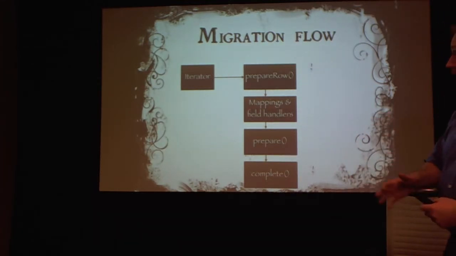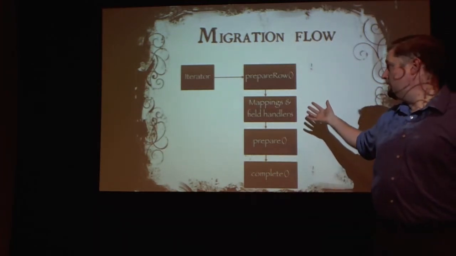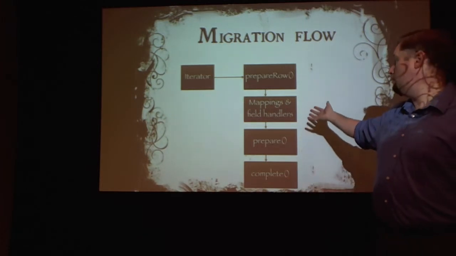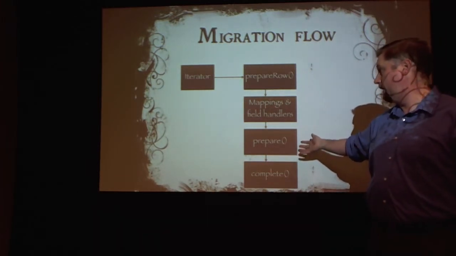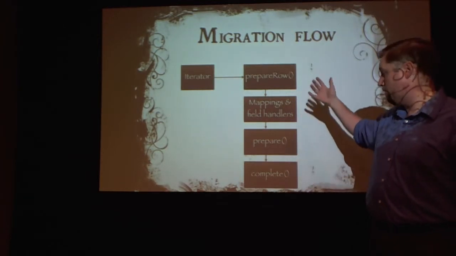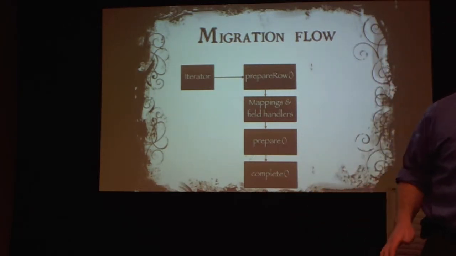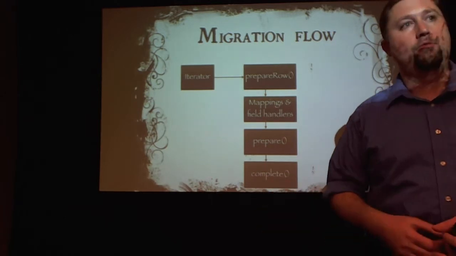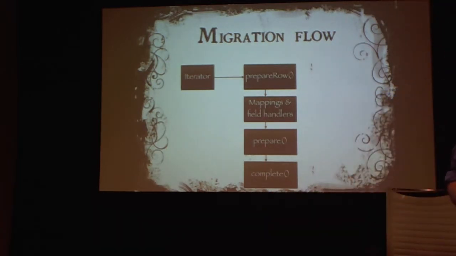And again, you don't have to implement any of these methods. You're probably going to implement prepare if you've got to do any kind of transformation, but you don't have to call prepare row, you don't have to call complete, you don't have to call those. The parent will get invoked in those cases.